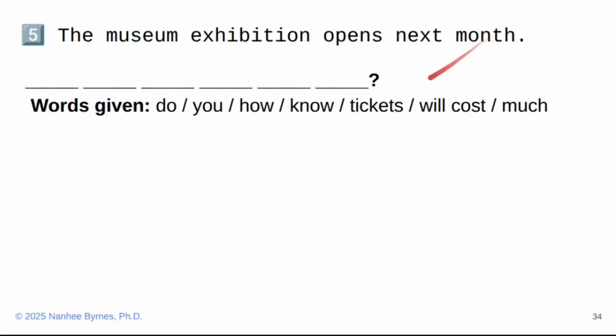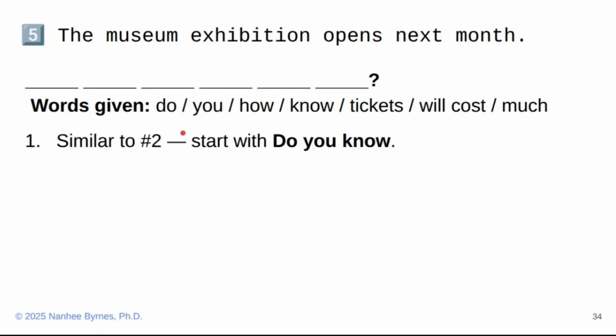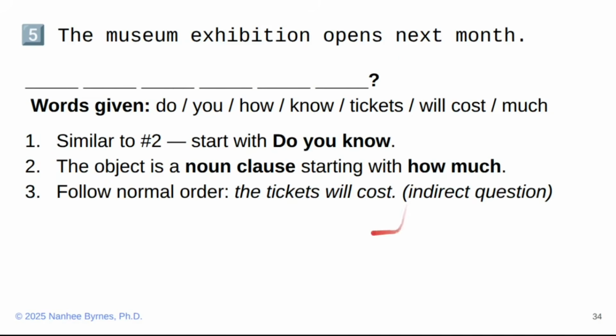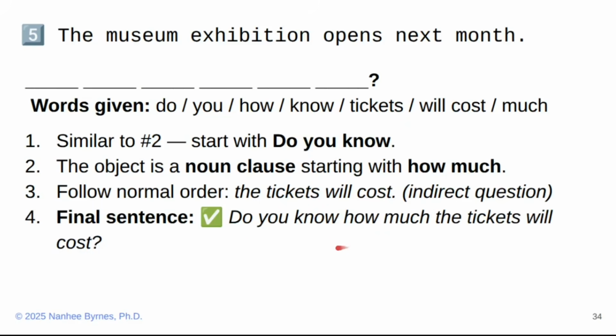Words given: do, you, how, no, tickets, will cost, much. This question is structured like example 2, a polite inquiry using "do you know." The verb know requires an object, and here the object is a noun clause. The question is about the price of the tickets, so we introduce it with "how much," then follow normal word order within the clause, subject, then verb. Answer: Do you know how much the tickets will cost?